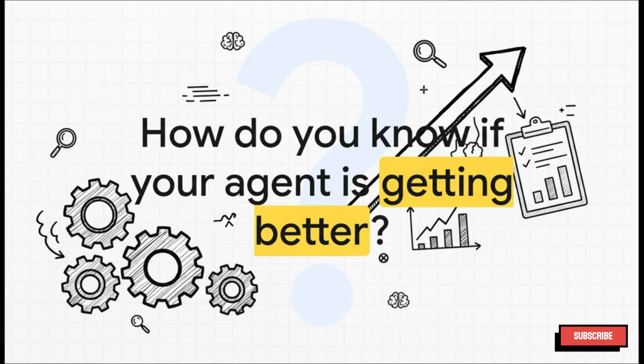Think about it. How do you know if your agent is actually improving? You spend hours tweaking a prompt. Did that actually make it better, or did you accidentally make it worse? You can't just go by your gut feeling. You have to move beyond that and get scientific. That means rigorous testing, creating benchmarks, and using real metrics.